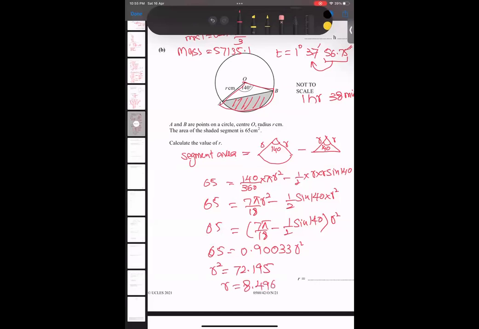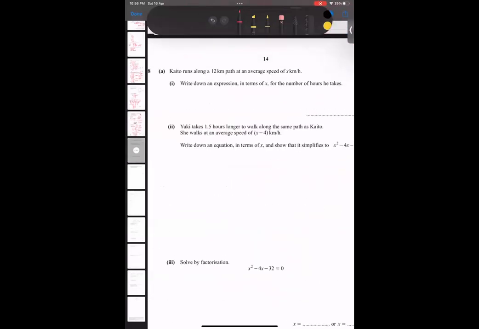8.496. When I add 1 to the 49, it gives you 50. It means R becomes 8.50, or 8.5 is my answer. Let's go for the next question, number 8.